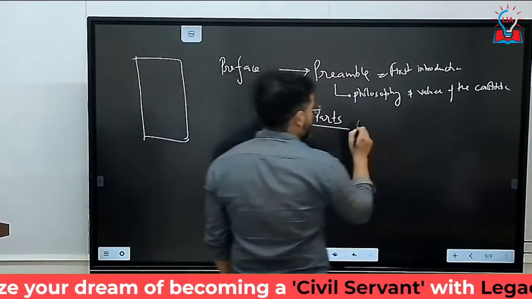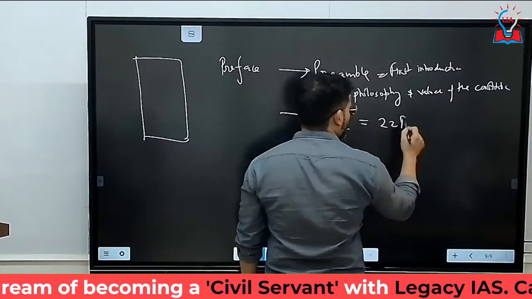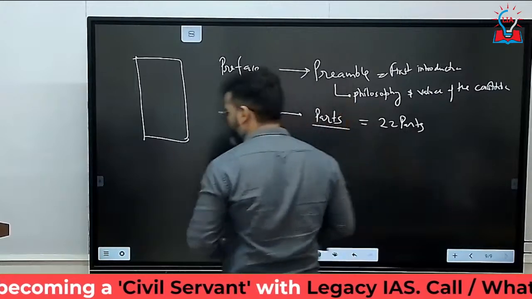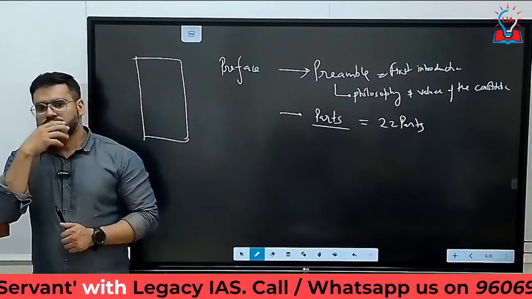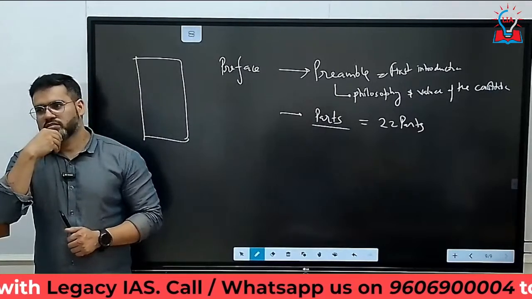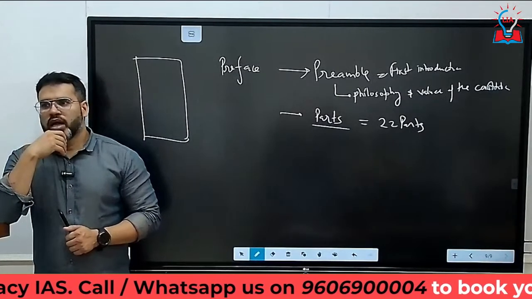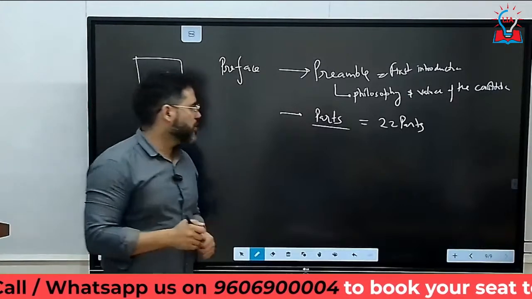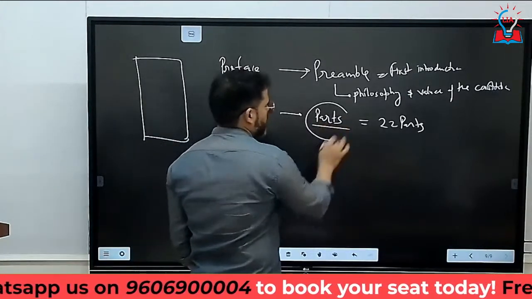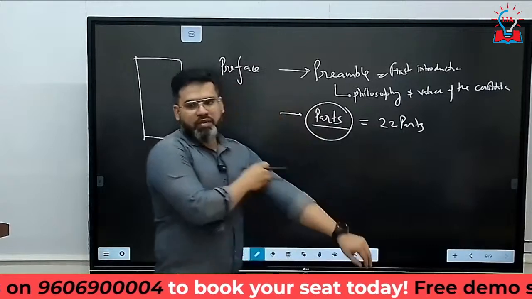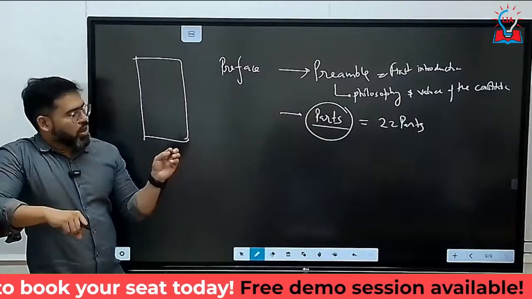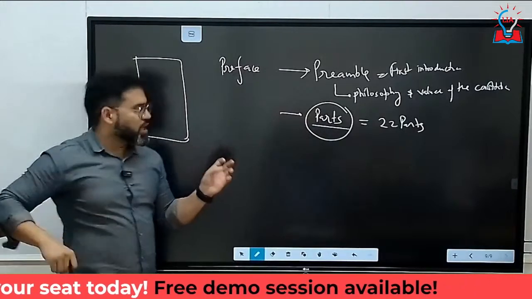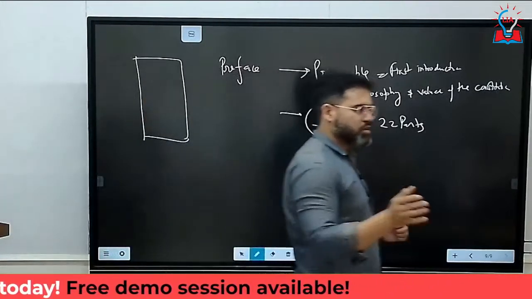The original constitution had a total of 22 parts. Correct? Now, if you read a book with part 1, part 2, part 3, in the different parts they are going to discuss various stories.